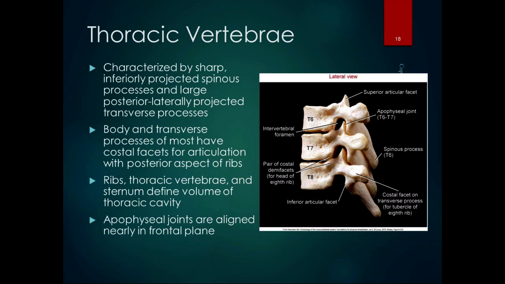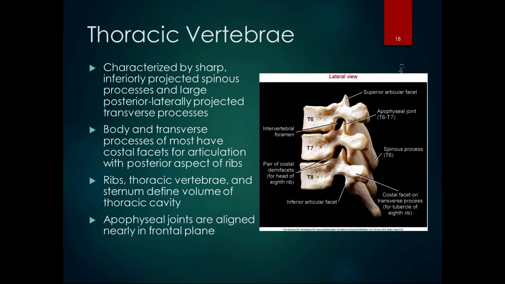The thoracic vertebrae are typically characterized by sharp, inferiorly projected spinous processes that are not bifid, and large, posterolaterally projected transverse processes. The body and the transverse processes, most of them, have costal facets for articulation with the posterior aspect of the ribs. So if you pick up a vertebra in lab and you're like, I'm not sure what this is, look for those things. Look for the inferiorly pointing spinous process, the posterolateral projecting transverse processes, and the costal facets.